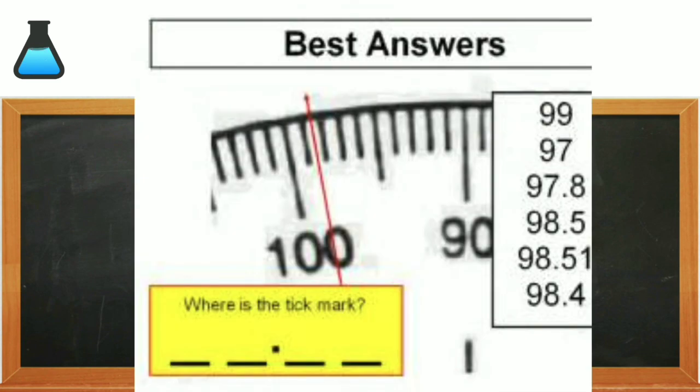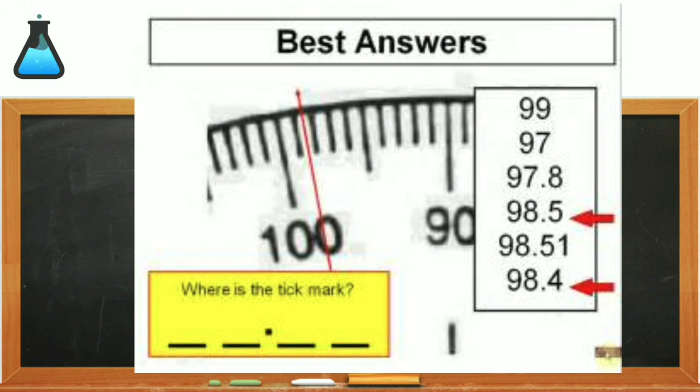So looking here at this gauge, which of these measurements would be acceptable related to this? Take a minute to pause the video and find the 2 acceptable measurements. So what I see here is that this is a measurement somewhere between 98 and 99. We only have ones place marked, so we're going to need a tenths place. And so here are our 2 acceptable measurements.